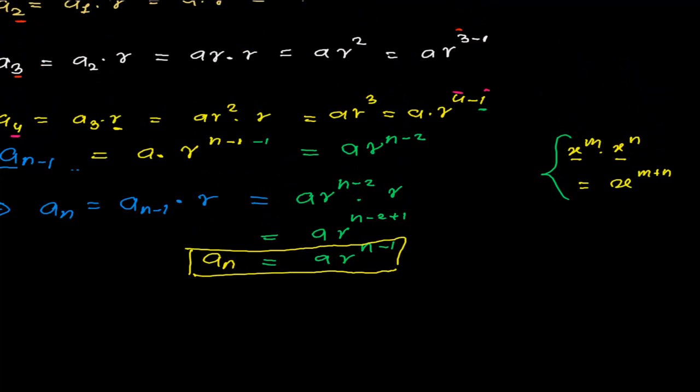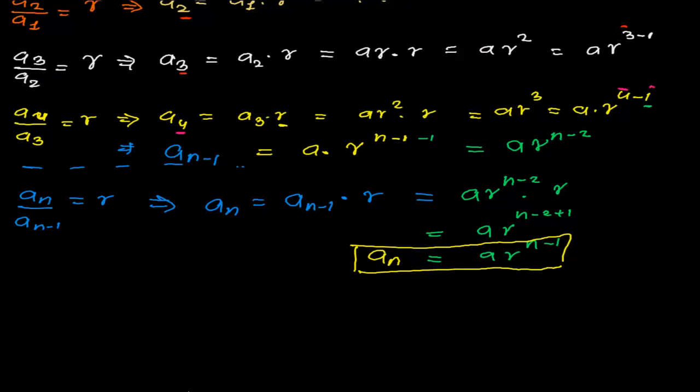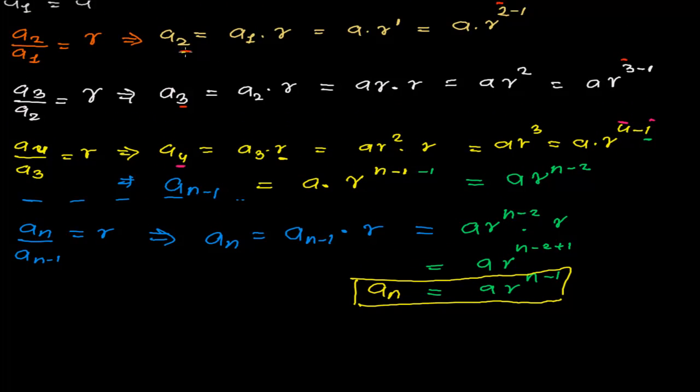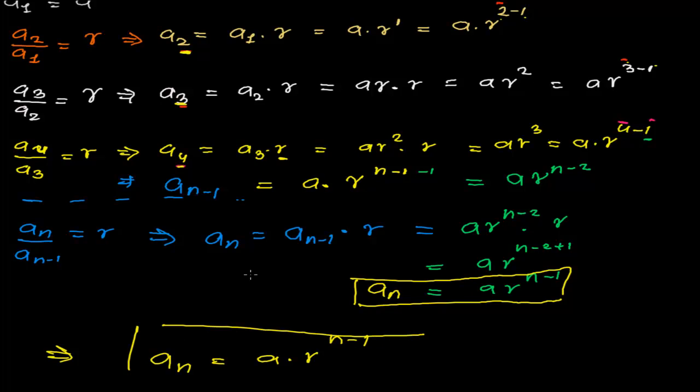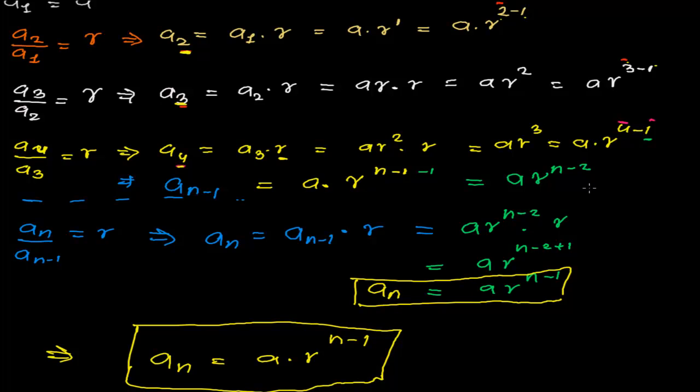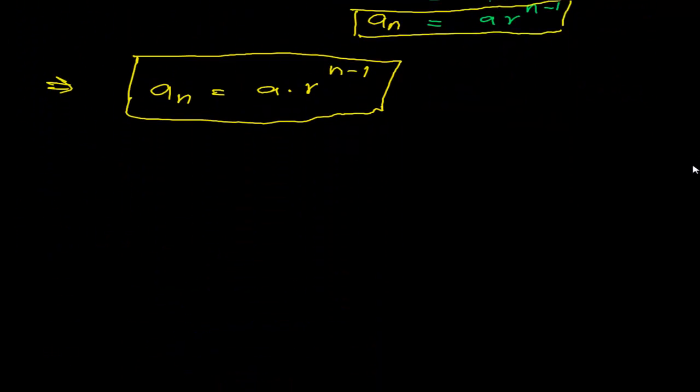Or if you simply see from this pattern also you can do it. When second term was there, then we write r to the power 2 minus 1. When third term was there, we write 3 minus 1. When fourth term was there, we write 4 minus 1. So why can't I write that when n is there, a times r to the power n minus 1? Simple, right? So this is my nth term, the formula of the nth term. And by using this formula, we can now find any term of any geometric sequence if you have one, right?